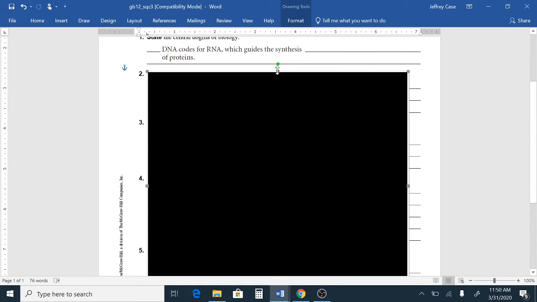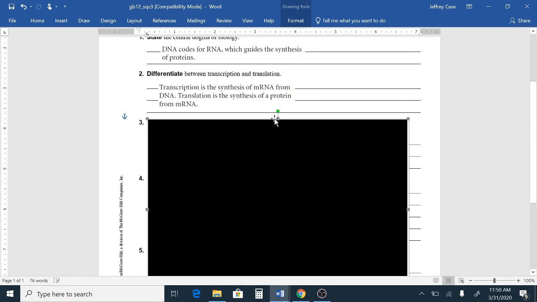Number 2, differentiate between transcription and translation. Transcription is the synthesis of mRNA from DNA. So when you go from DNA to RNA, mRNA, that is known as transcription. Translation is the synthesis of a protein from mRNA.